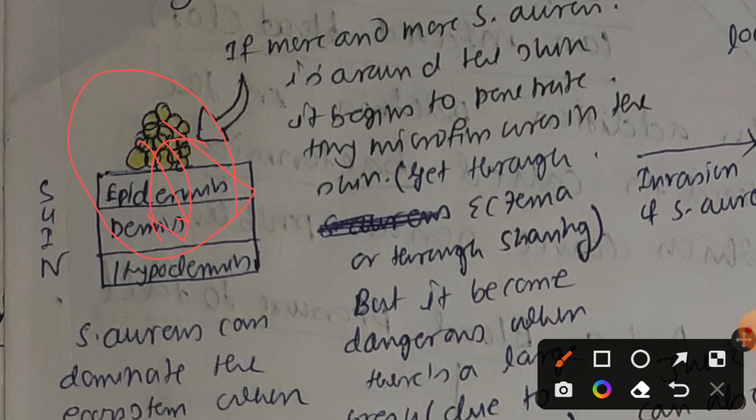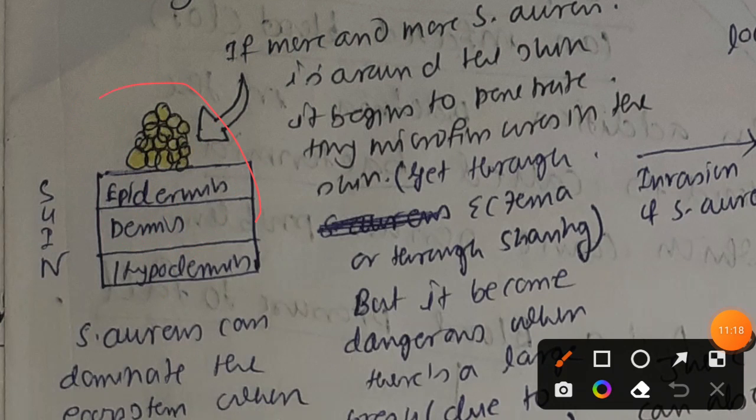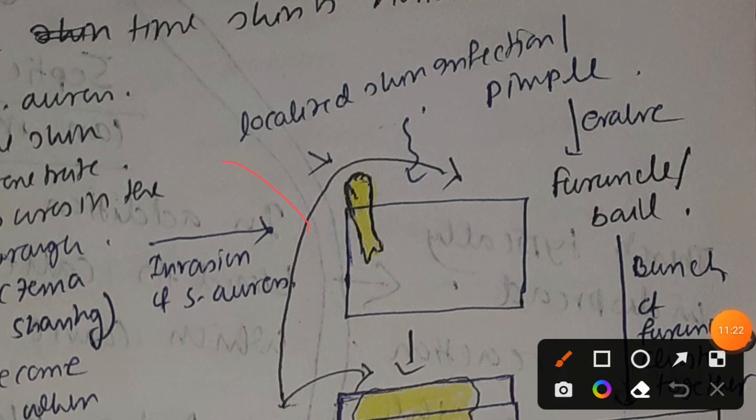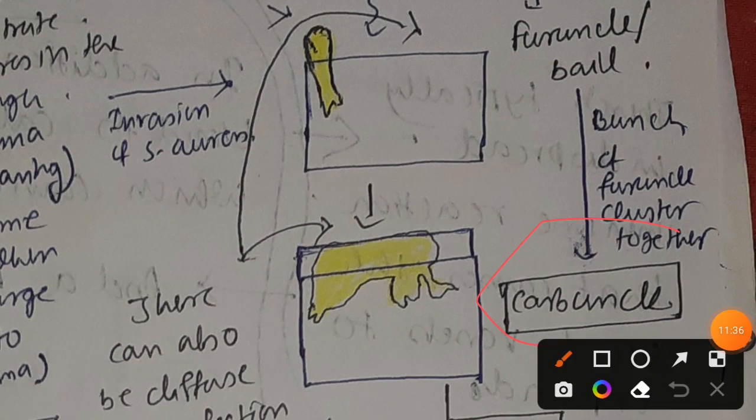And in some cases they can also get larger breaks, and from those larger breaks a large amount of Staphylococcus aureus can enter, and that can facilitate different types of infection. So after the invasion of Staphylococcus aureus, they will first cause some localized skin infection or pimple. This pimple will evolve into a furuncle or boil, and a bunch of furuncles then cluster together to form a carbuncle.